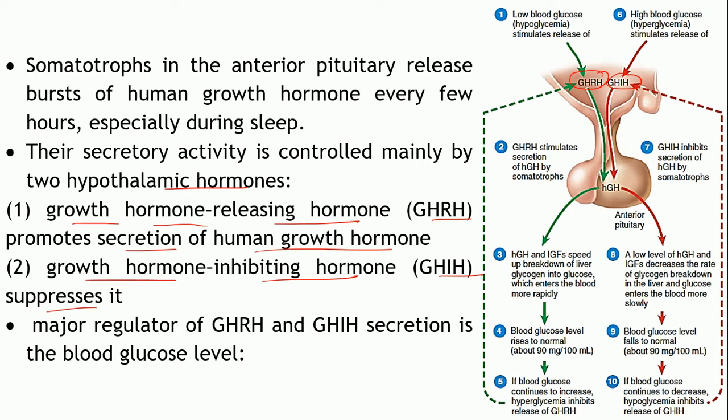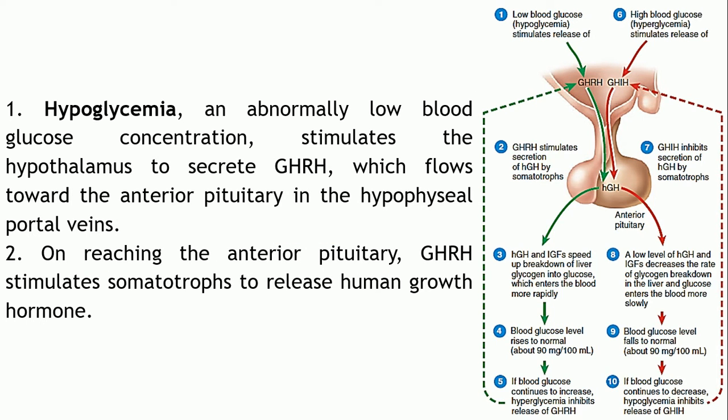And the major regulator of the release of growth hormone releasing hormone and growth hormone inhibiting hormone is the blood glucose level. So, blood glucose level in turn is controlling the secretion of the hormones from the hypothalamus, which in turn is controlling the release of the human growth hormone. So, let us see how exactly this blood glucose level is controlling the release of the growth hormone.